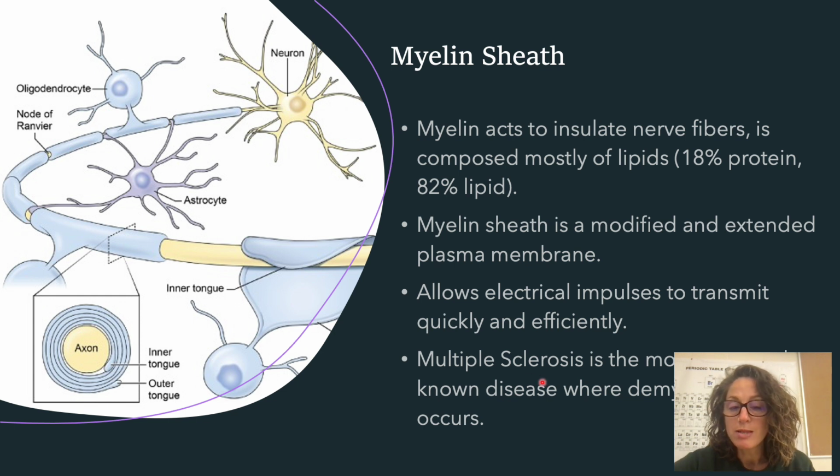Multiple sclerosis is one of the best known diseases where demyelination occurs. Those patients will be missing a lot of the myelin sheath, and therefore can't transmit the signals, and therefore their motor skills decline rapidly.